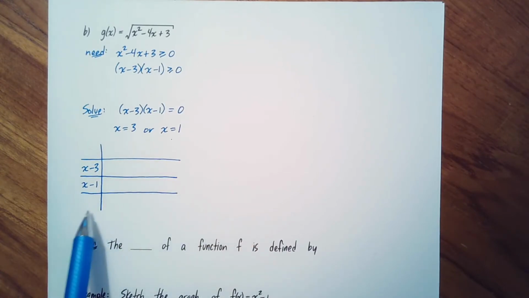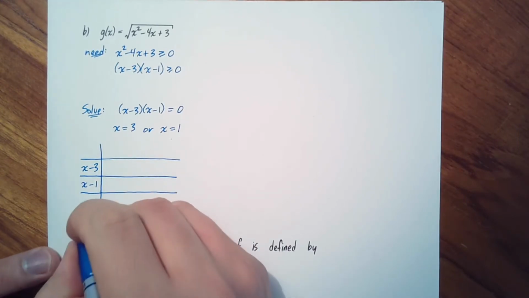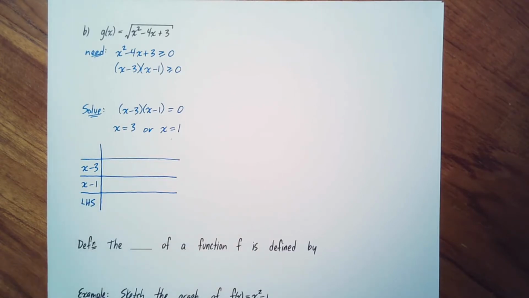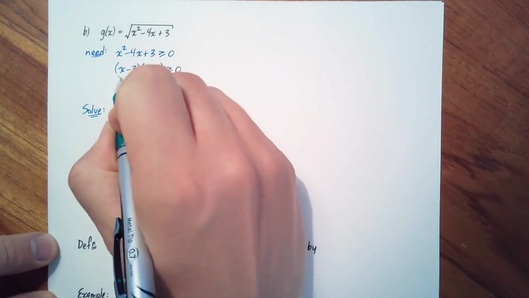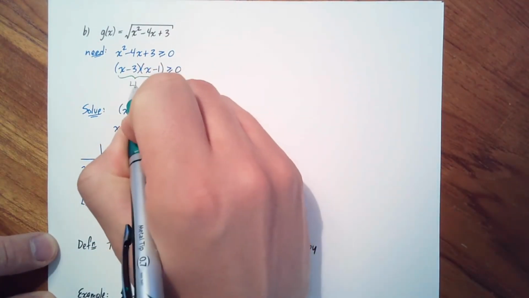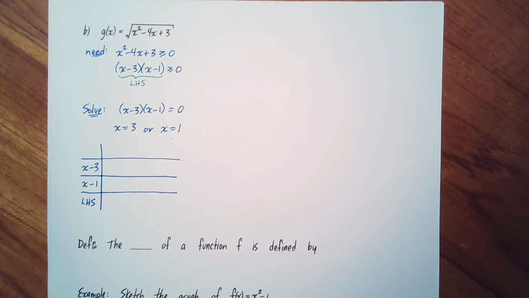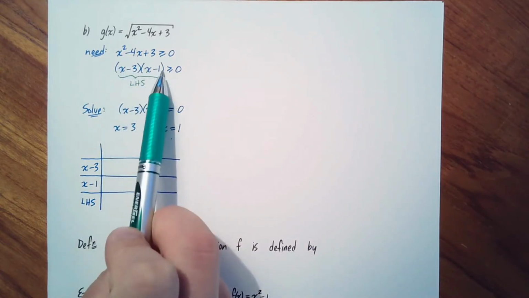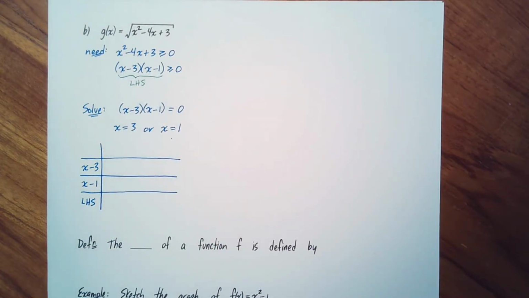Now we've got an extra space down here. I'm going to write LHS, which is just an abbreviation for left-hand side. Just to clarify, I'm talking about the left-hand side of this inequality up here. So the left-hand side is actually the product of these two factors, as you can see here. The left-hand side is literally the product. So that's how you can set up your rows.